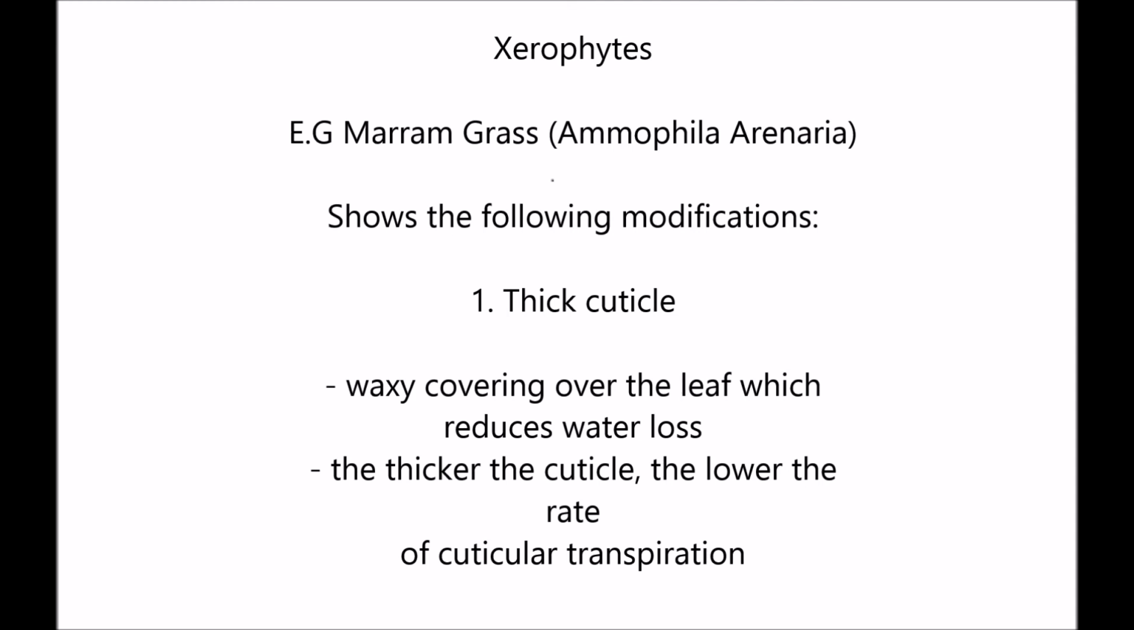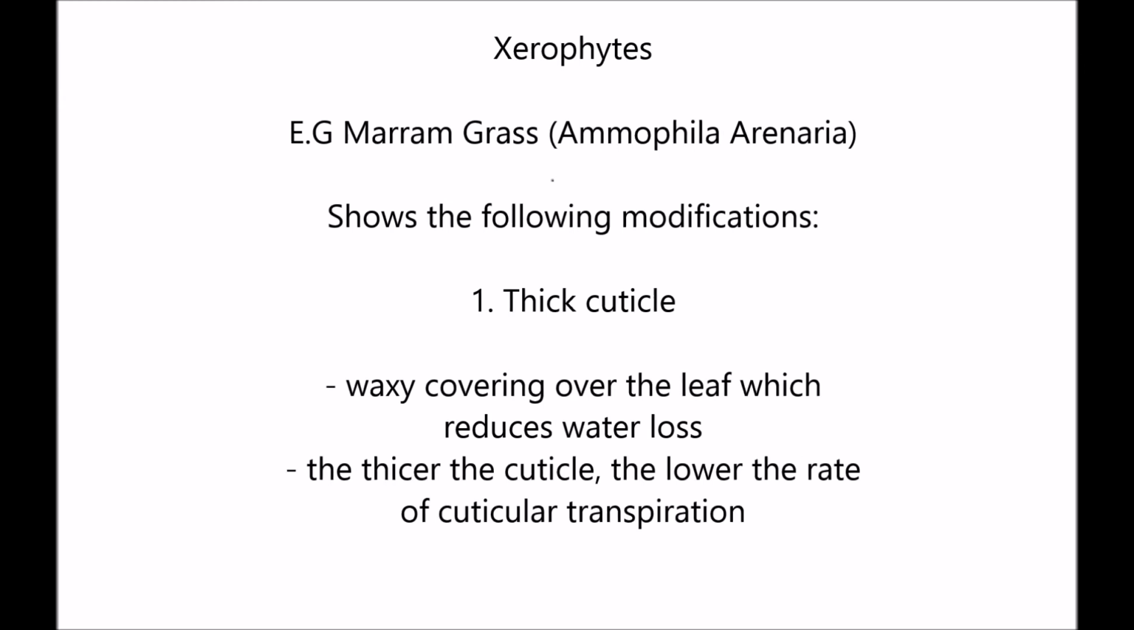And finally, they have a thick cuticle. There is a waxy covering over the leaf which reduces water loss. The thicker the cuticle, the lower the rate of transpiration.